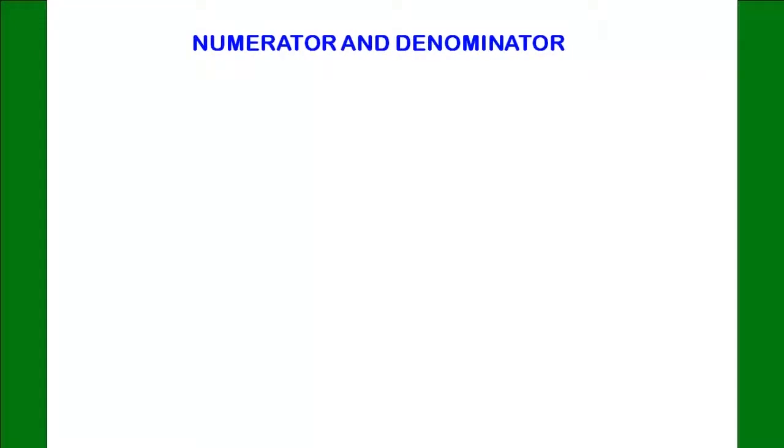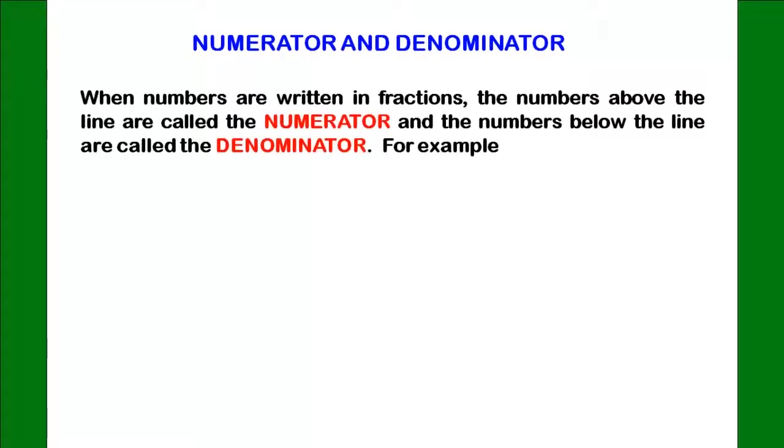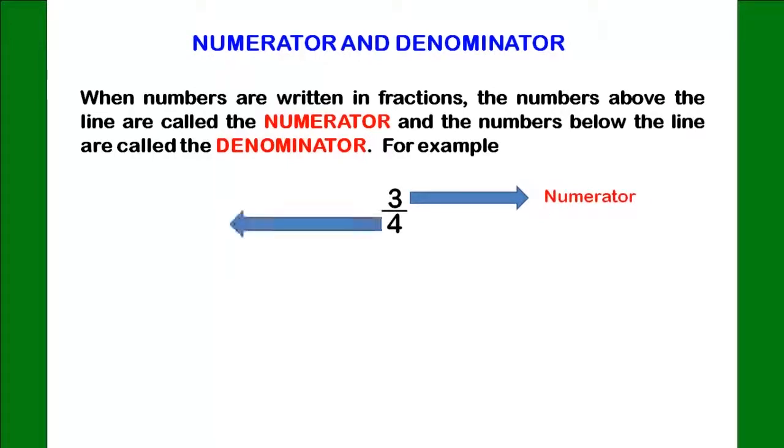Numerators and denominators. When numbers are written in fractions, the numbers above the line are called the numerators, and the numbers below the line are called the denominators. For example, if I have 3/4, or 3 divided by 4, the number 3 above the division line is referred to as the numerator, while the number below the division line, in this case 4, is referred to as the denominator.